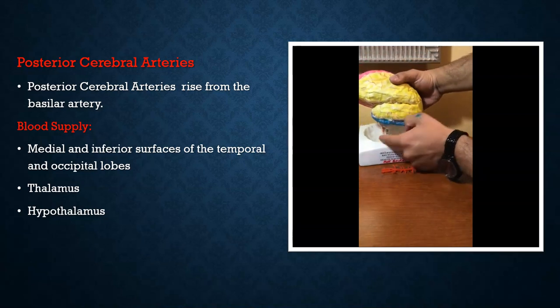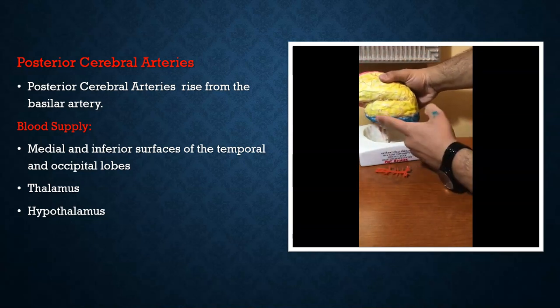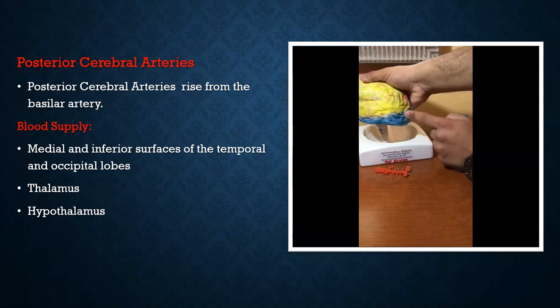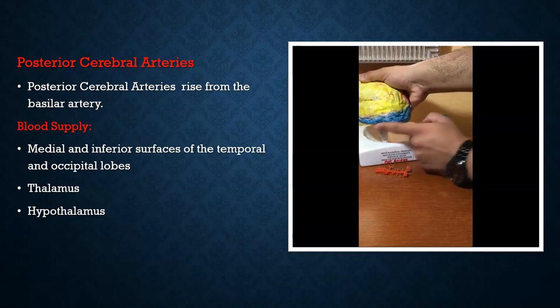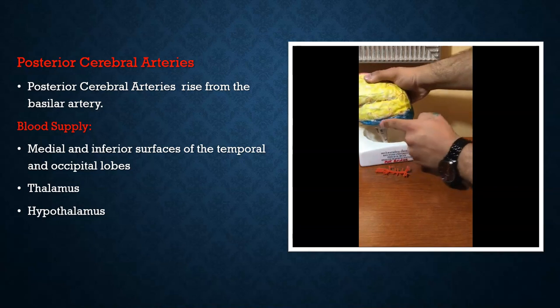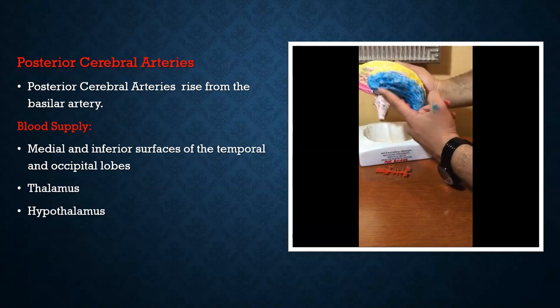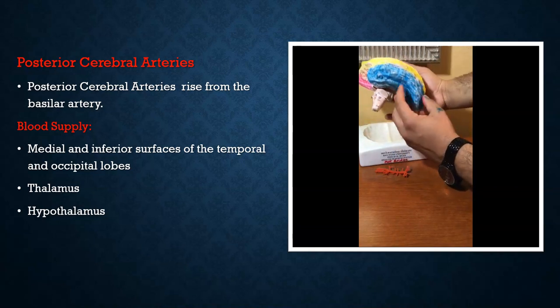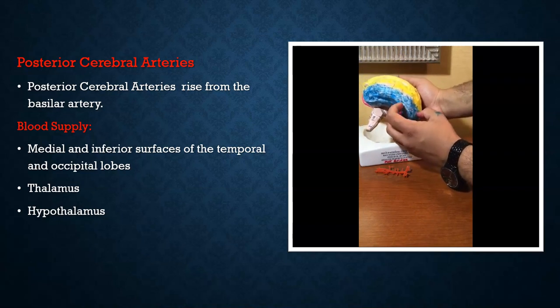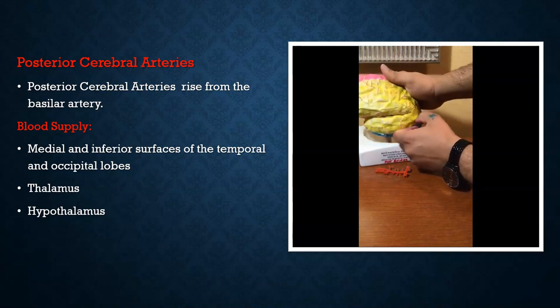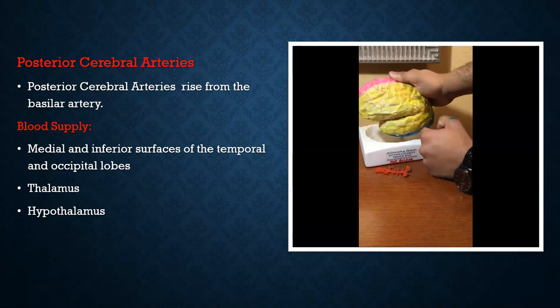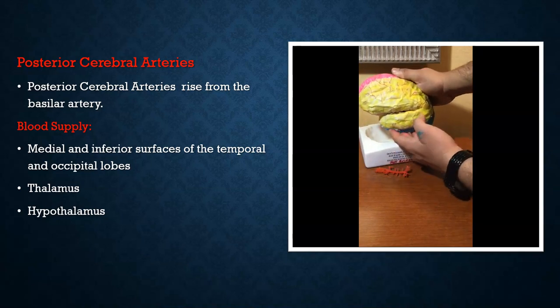This is a lateral view. You can see from here that this side is also receiving blood from the PCA. So the PCA is supplying blood to the occipital lobe and temporal lobe, covering all the inferior part. So let's go over the blood supply of all the lobes again.